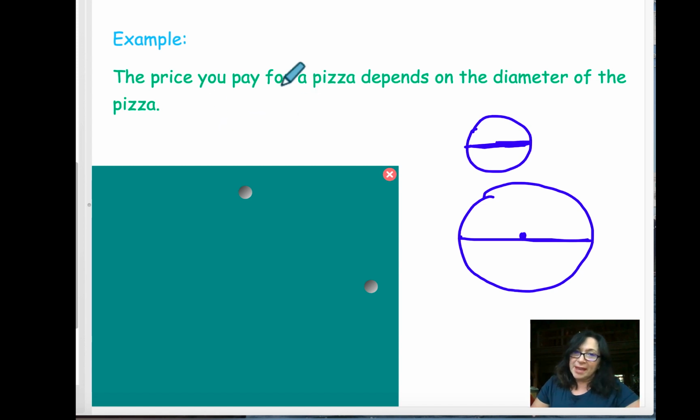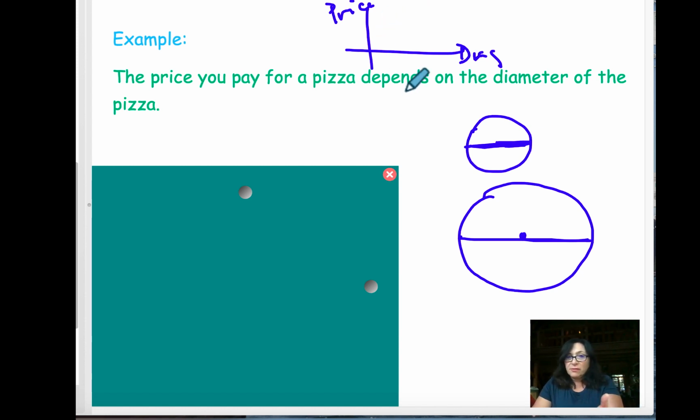The price you pay depends on the diameter of the pizza. So basically, they're telling us this is the price, and the price you pay depends on the diameter of the pizza. So draw a reasonable graph which you think depicts this problem. Pause the video, try it, start it up again, okay?